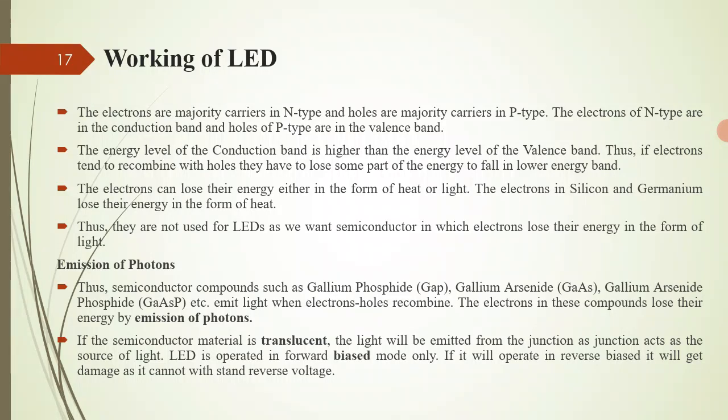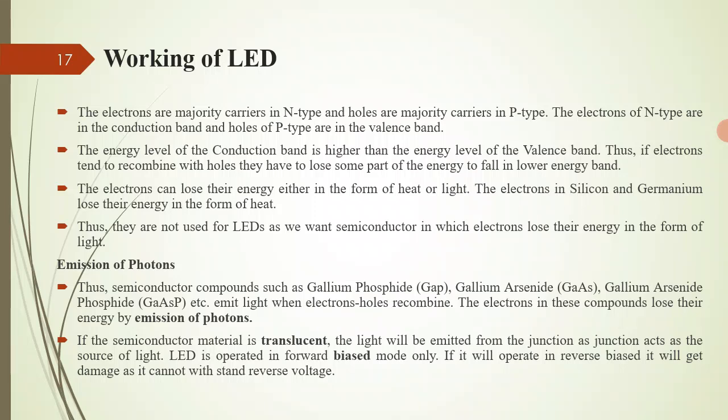Now the working of the LED, which contains electrons as the majority carriers in the N type and holes as the majority carriers in the P type. The electrons of the N type are in the conduction band and the holes of the P type are in the valence band. The energy level of the conduction band is higher than the energy level of the valence band. So the electron tends to recombine with the holes, which leads to the loss of some part of the energy as it falls to the lower energy band. The electron can lose its energy either in the form of heat or light.